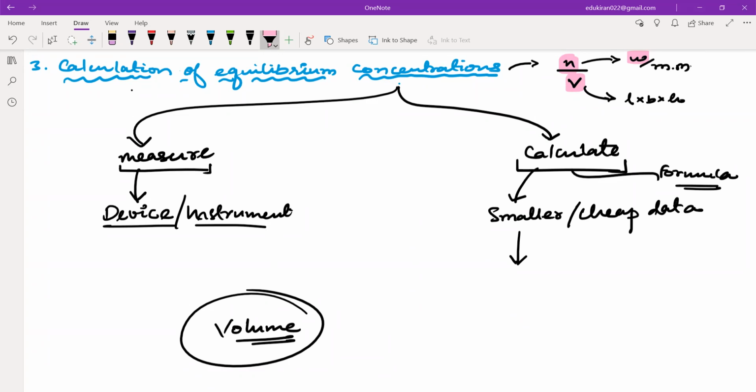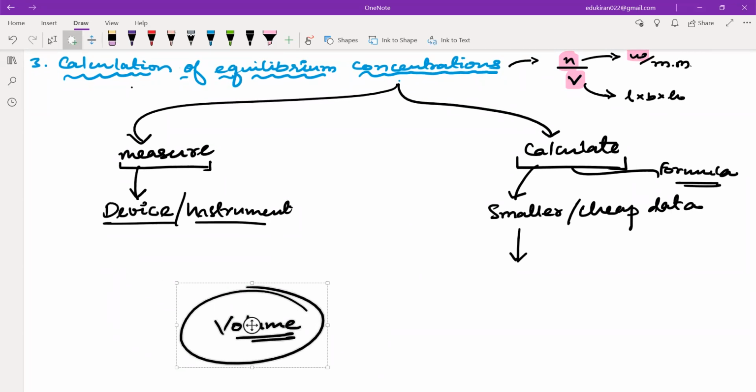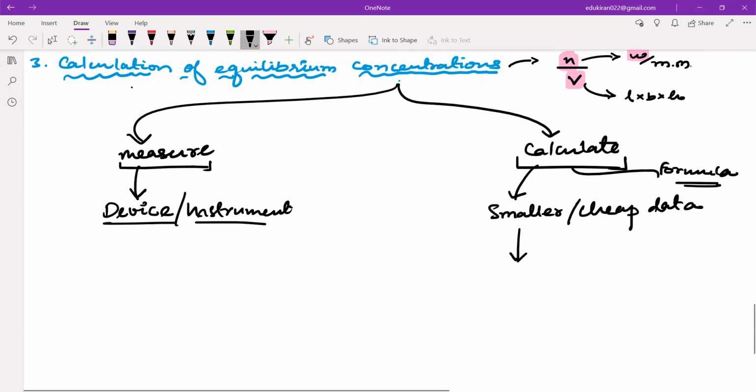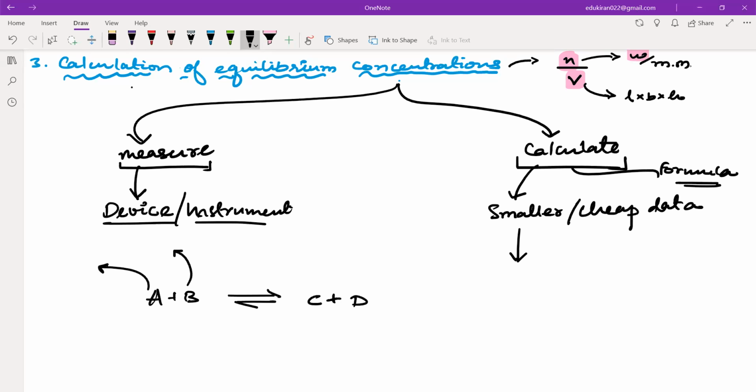We can measure it. So why are we calculating it? Now, the question is, why are we calculating it? It is because we have some reaction A plus B in equilibrium with C plus D. Now, initially, if I measure the amount of A and the amount of B, that is going to be very easy because initially I'm taking some amounts of A.